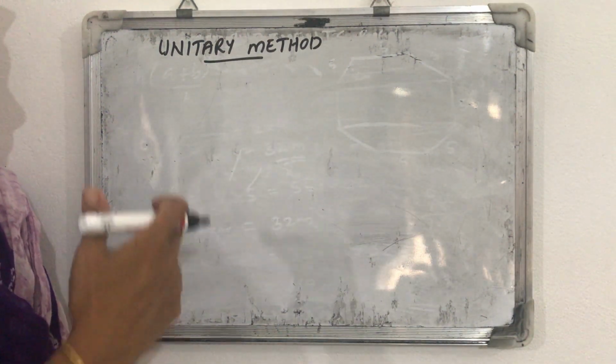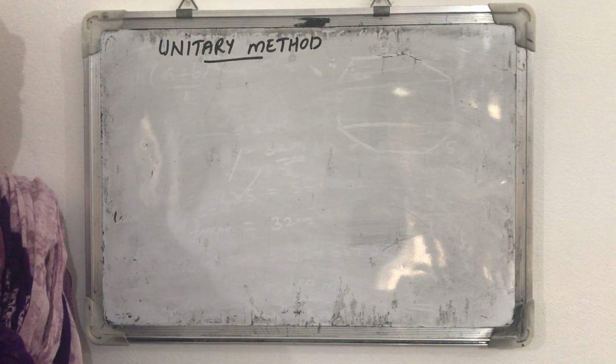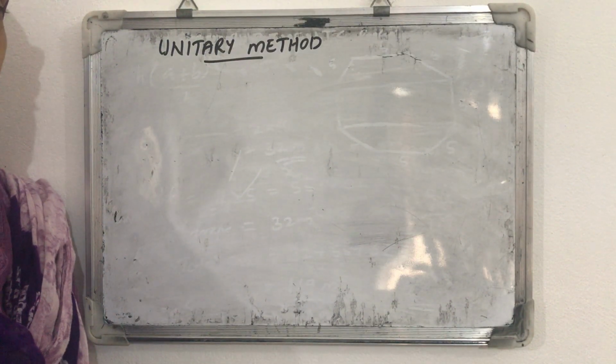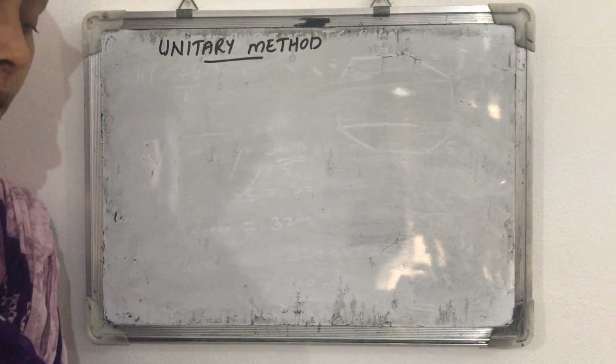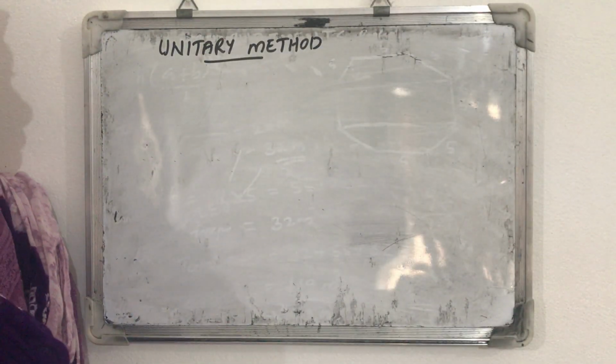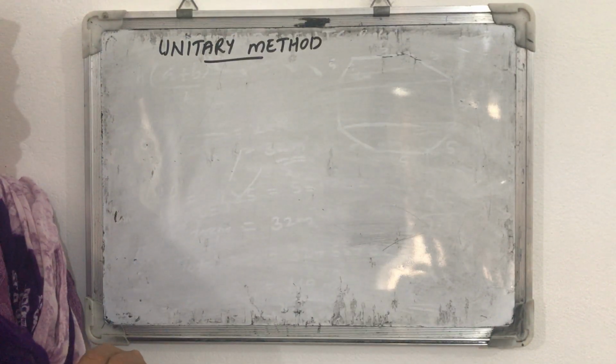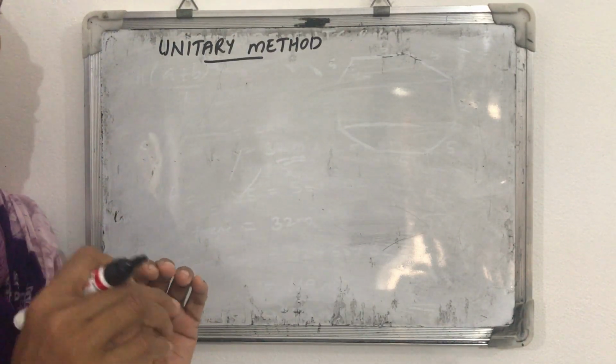Today we can discuss the unitary method. One method we find out for solving is by using ratios or proportion. We can find out some values. Now here the unitary method also we use, that we already learned in lower classes. The unitary method is a simple way of solving problems.